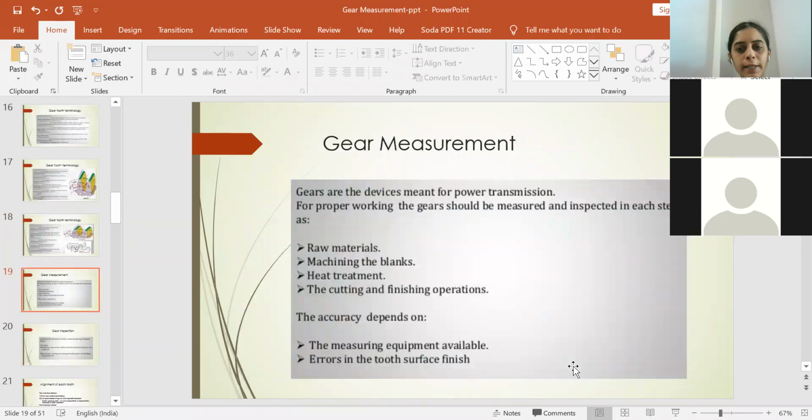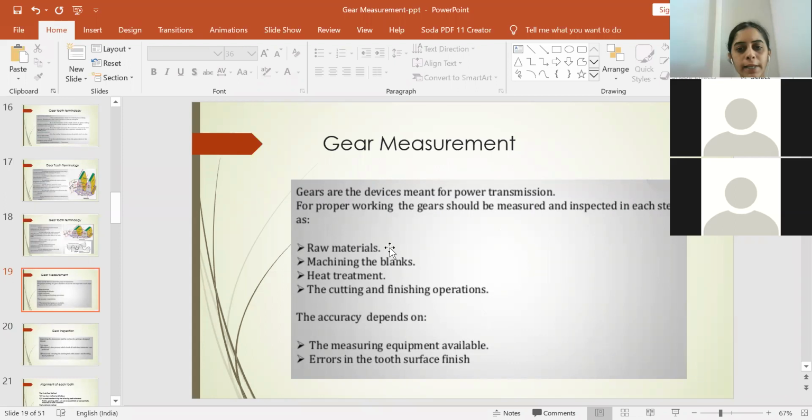So after knowing the gear tooth terminologies, then we have to come to know how it is being measured. So now you know gears are the devices which are basically meant to transmit the power. Okay, so for proper working of the gear, it should be inspected properly. It has to be tested. Without testing the gear which has been designed and manufactured, you cannot blindly use it for getting the power transmission, and hence it has to be inspected in each step.